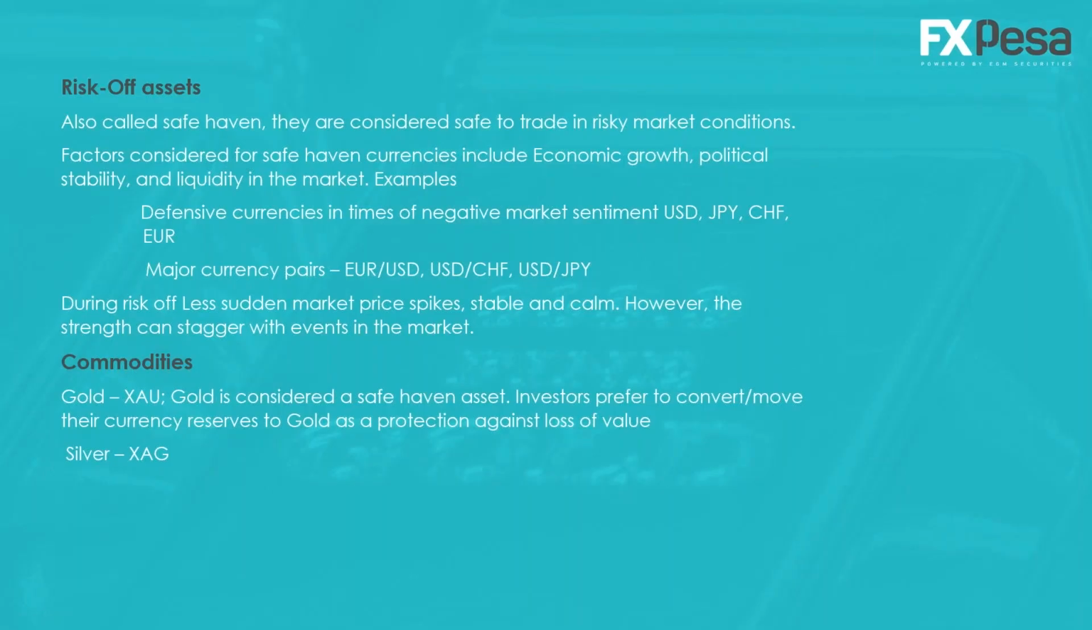So risk-off assets to consider, of course, are those considered safe to trade in risky market conditions, and factors you're considering for these safe haven currencies, you look out on the economic growth, the political stability, and the liquidity in the market. Examples, defensive currencies in times of negative market sentiments: you have US dollar, Japanese yen, Swiss franc, and euro. And for major currency pairs, you're looking at Euro USD, USD Swiss franc, and USD Japanese yen.